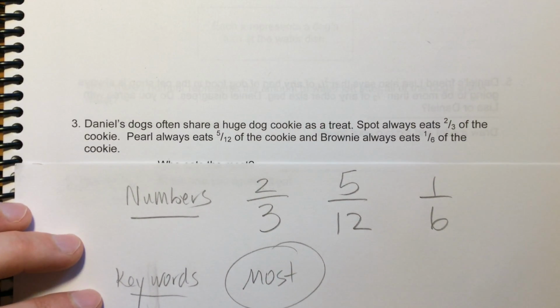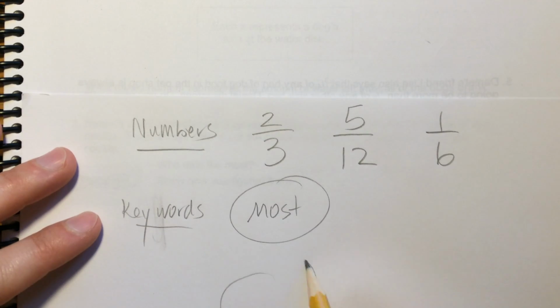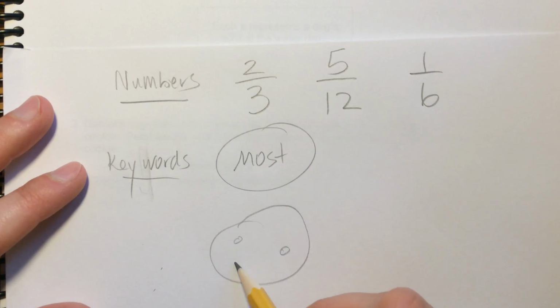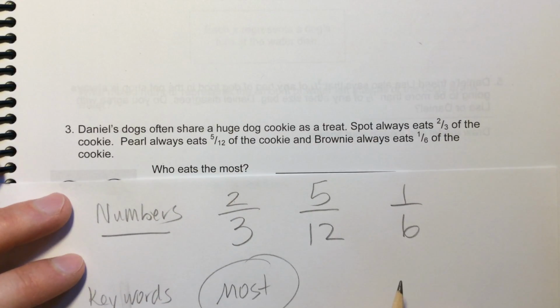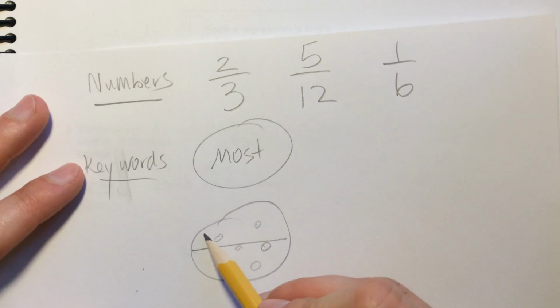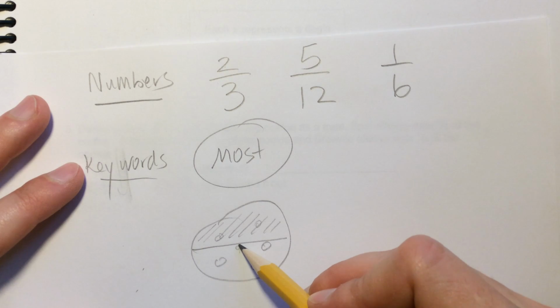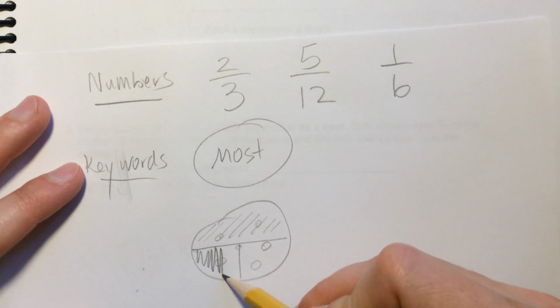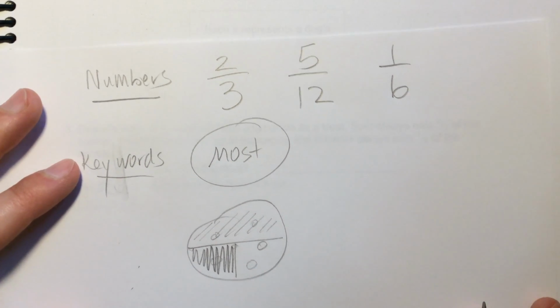Okay? And what's happening in this situation? So they have a cookie. This is a chocolate chip cookie. Okay? And who is eating the most? Are they eating this much? Yum, yum, yum. Delicious. Or are they eating this much of the cookie? Okay, maybe your picture was better than mine.